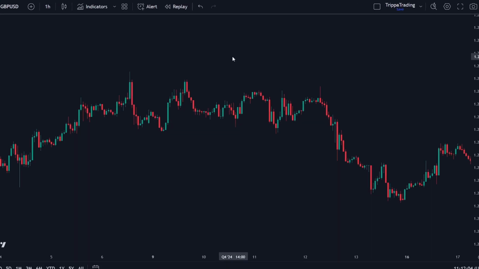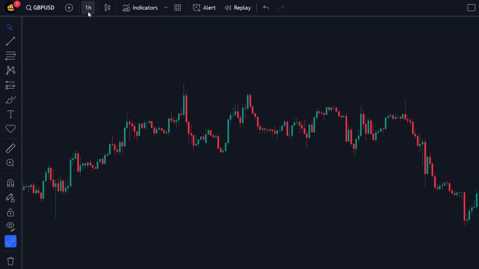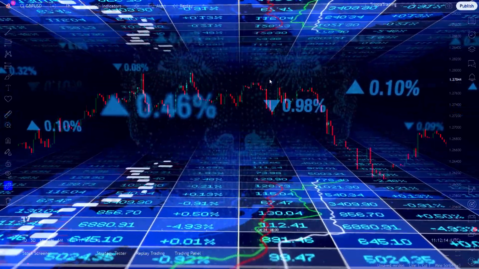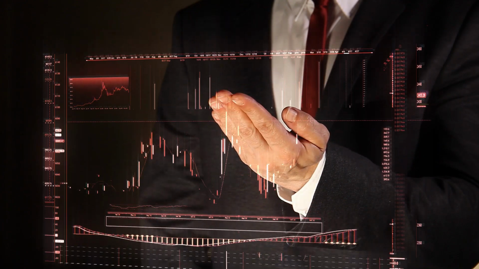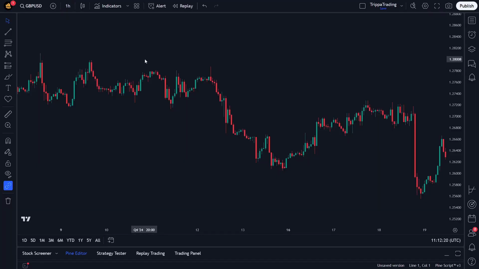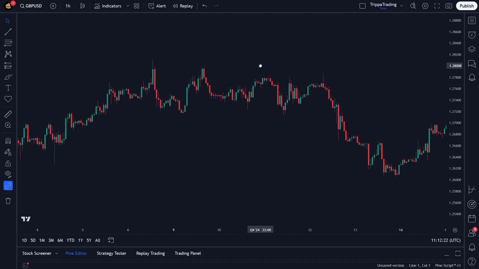So I'm in TradingView, and I'm going to be using a 1-hour time frame on GBP USD chart. This strategy combines the power of an advanced trend indicator with a simple momentum oscillator to give you precise signals for entering and exiting trades. Trust me, this one's worth your time.